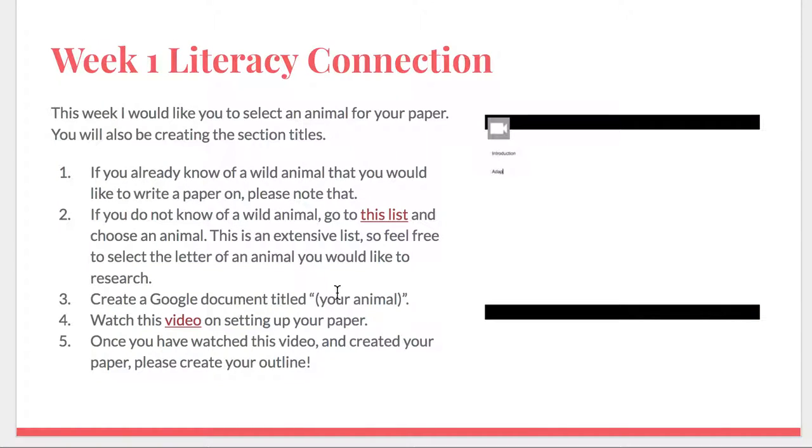Then you're going to create a Google document titled Your Animal. So for example, if your animal is the fox, you would put fox here. You wouldn't put the words your animal. Then, to set up the video, you're going to watch this YouTube video, and you are going to create the outline of your paper. Once you're done with that, you are done with your literacy connection for this week.